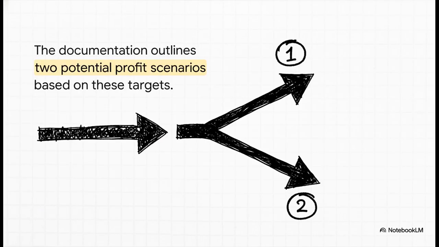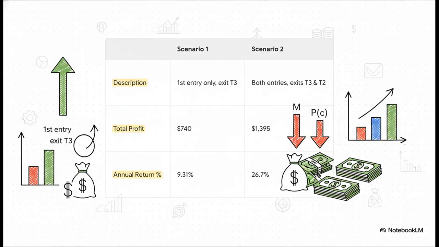So based on those entry points we talked about and these potential targets, the documentation then lays out 2 completely different profit scenarios. Let's take a look at how they compare. And here they are, side by side. In scenario 1, only that first entry gets triggered, and the trade is exited at target 3. The calculated profit in that case is $740. But in scenario 2, both entry points get hit, and with exits at 2 different targets, the calculated profit is a lot higher, at $1,395. The documentation even projects the potential annual returns for each of those scenarios.